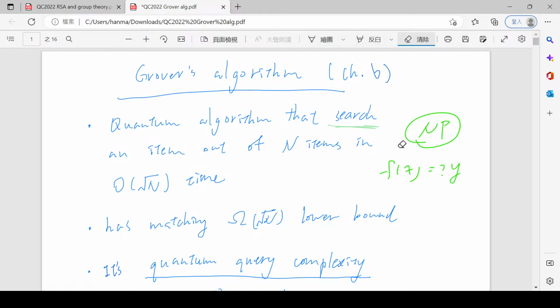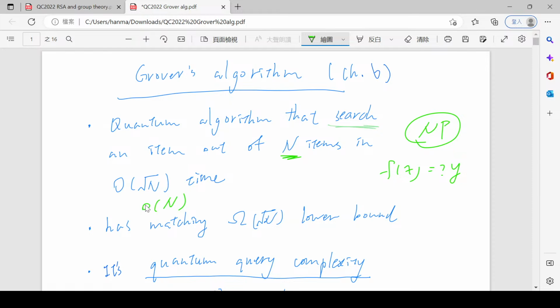Okay, so that's search. Classically, if you want to do brute force search and you want to search N items, then you probably need order N time. But Grover's algorithm only needs order square root N time if you can do things in quantum superposition. So you see there is this square root N versus N difference.